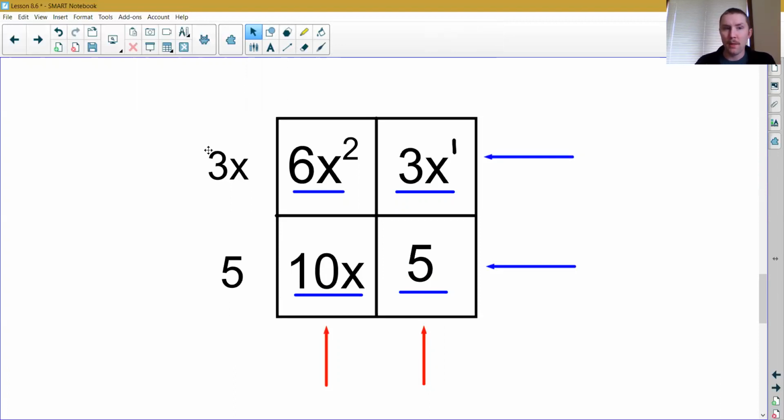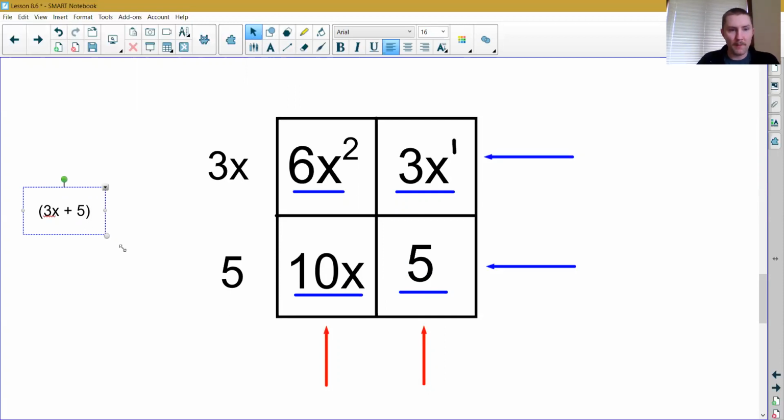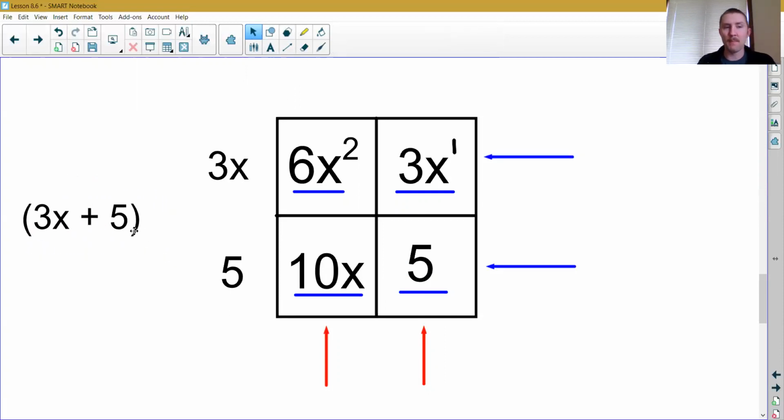And now these two pieces on the left-hand side, the greatest common factor of this row and this row, is going to become my first set of parentheses, okay? So part of my factored version is going to say parentheses 3x plus 5, because it's 3x from the top row and it's 5 from the bottom row. Okay. Now I'm going to do the same thing with my red arrows going up the columns.